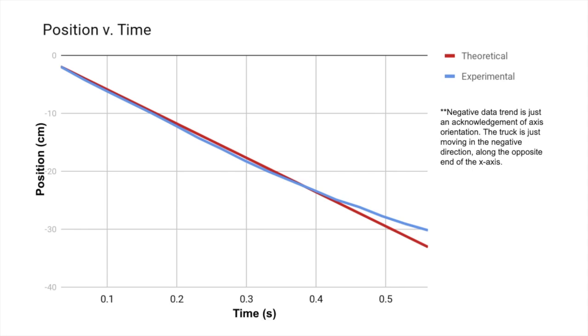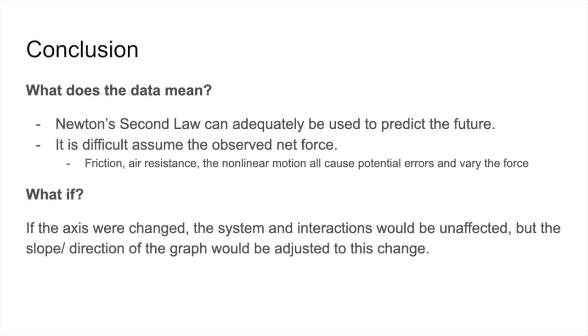It is difficult to acquire a true observed net force when, for example, the friction between the tires and the table can affect the change in velocity, or air resistance as well.